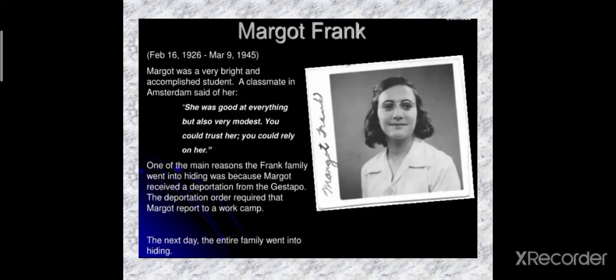And this is the photo of Margot Frank, the one and only sister of Anne Frank. And Margot was really a very bright and accomplished student. She had very good relationships with all her friends and classmates.